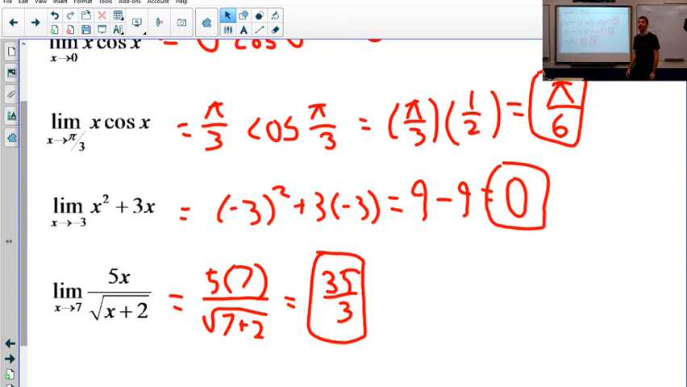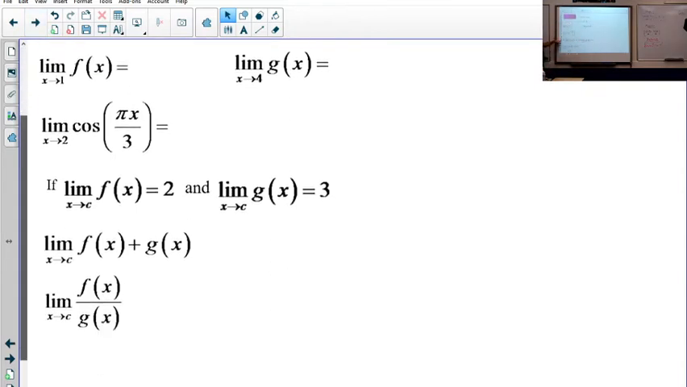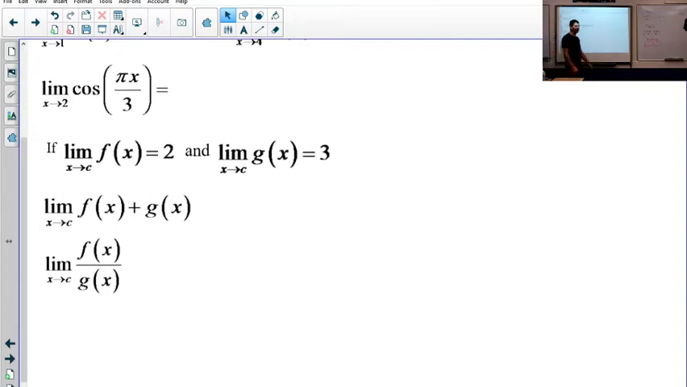But that's boring. So boring that I'm not even going to do these because you just plug it in. Okay, but let's talk about these properties real quick, and then we'll look at some more interesting examples here.